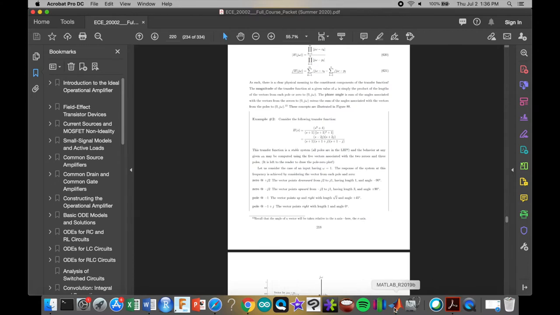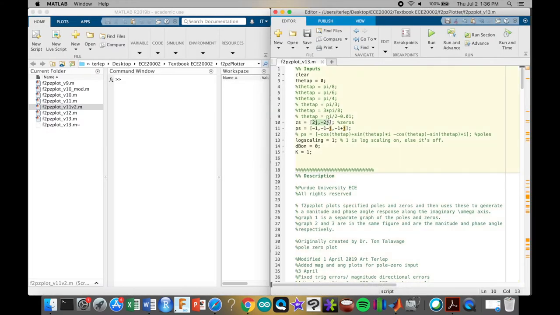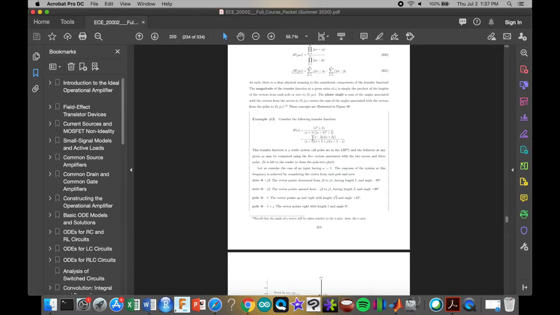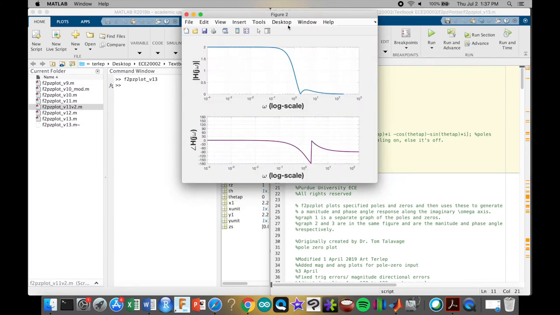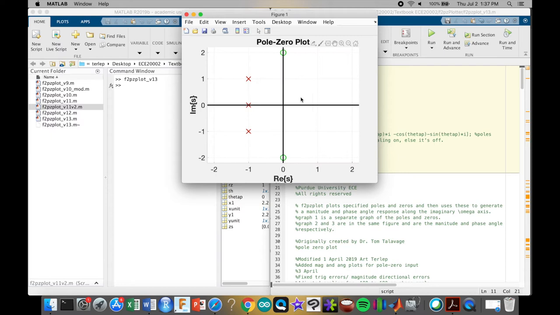So here we go. I've picked out these zeros here, and I've picked out the poles from that equation. So you can see that here nicely, right? And I'm going to go ahead and just run the script. Okay, so before we even look at that one, let's not cheat. What we're going to do is think about the behavior of this system as I move my omega around.